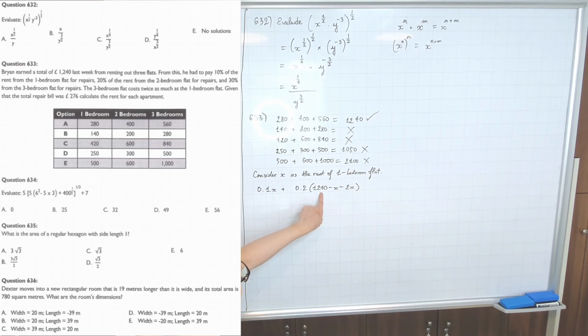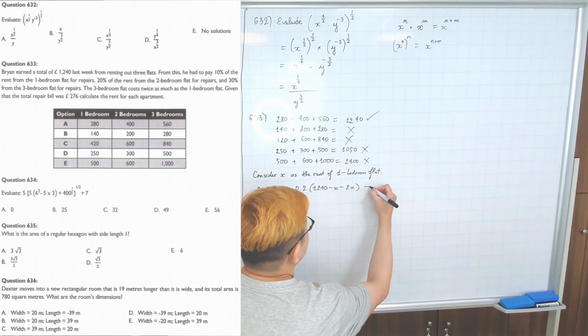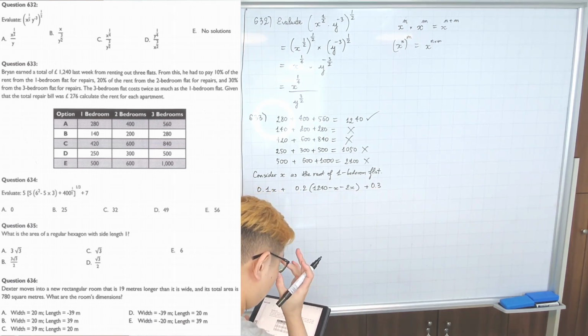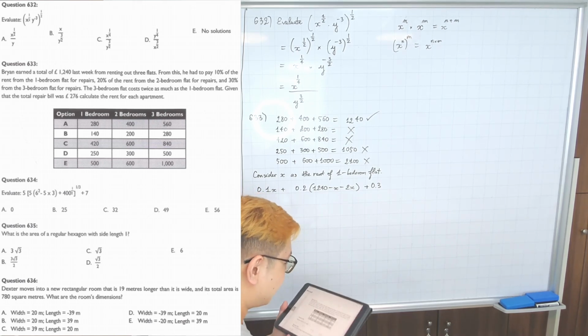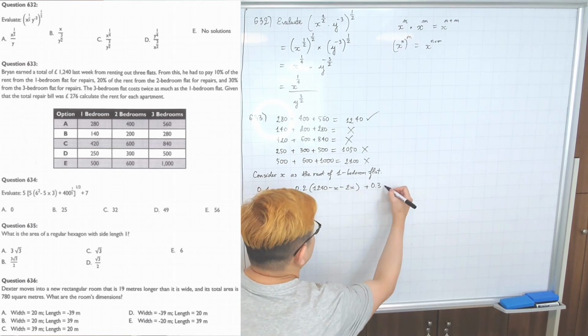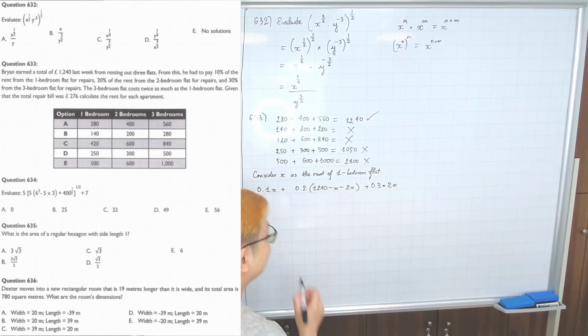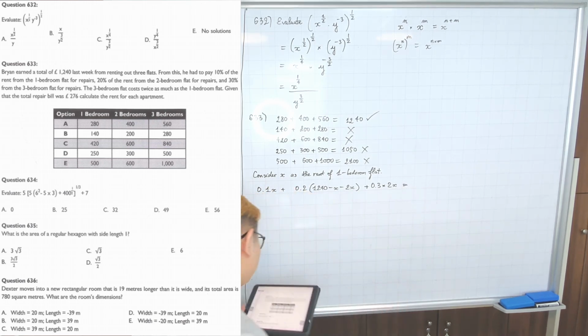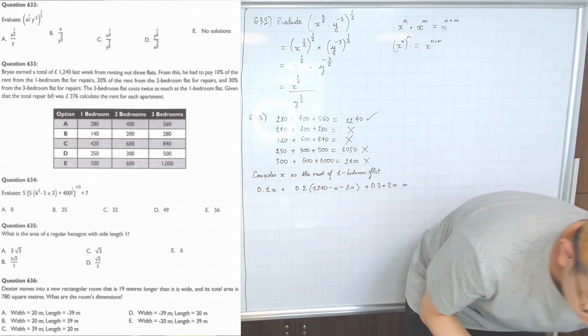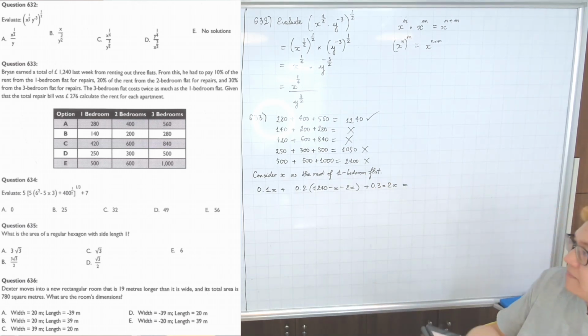Why did I write this one? Because the rent of the 2-bedroom apartment is going to be 1,240 minus the 1-bedroom flat minus the 3-bedroom flat, right? And then plus 0.3, the 3-bedroom flat is going to be double the rent of the first one, so 2x, isn't it? Combine them together, you have the total repair bill.